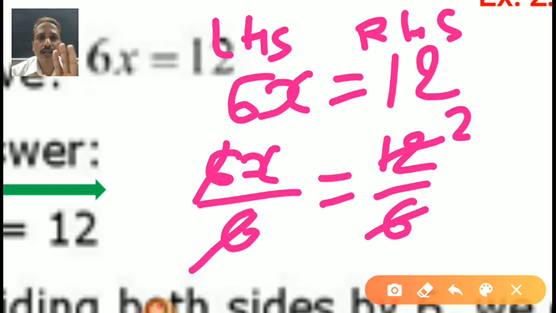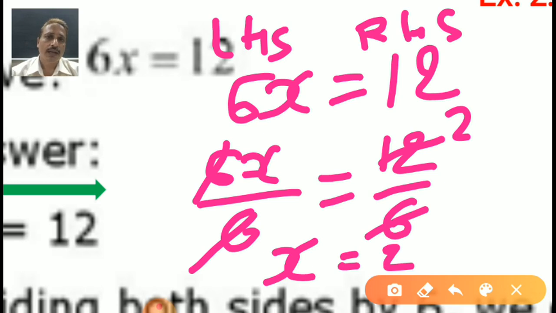Now check what things are left. On the left side, what is left? Yes, x. Very good, student. x is left on the left side. And what is remaining on the right side? Yes, my dear student, it is 2. Yes, your solution is here. In both methods, you found the same answer, 2.